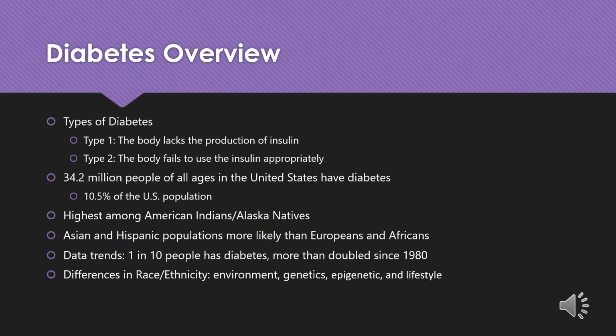Moving on to slide 3. So there's two types of diabetes. There's type 1, which is where the body lacks the production of insulin. Type 2 is when the body fails to use insulin appropriately. 34.2 million people of all ages in the United States have diabetes. That's 10.5% of the US population.